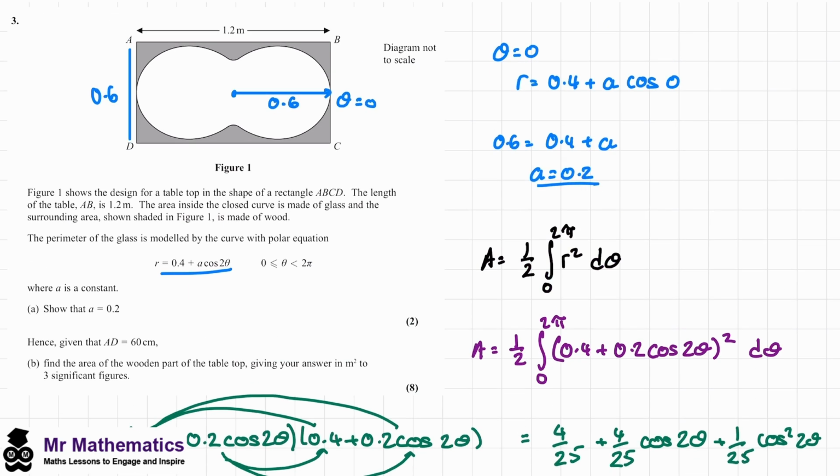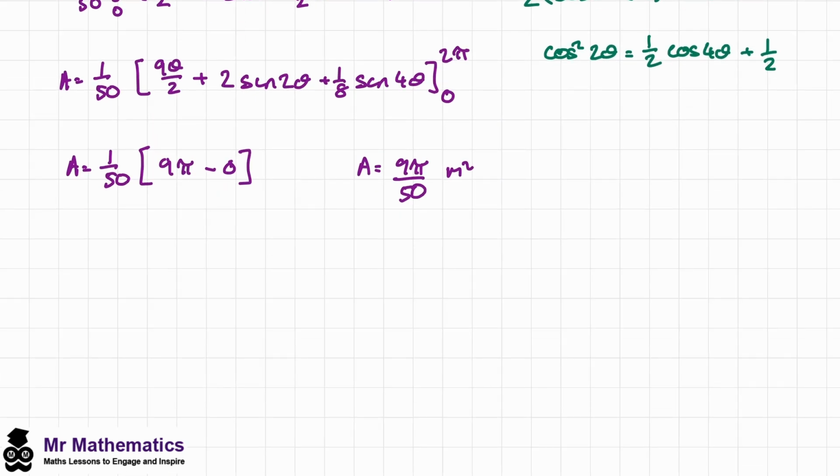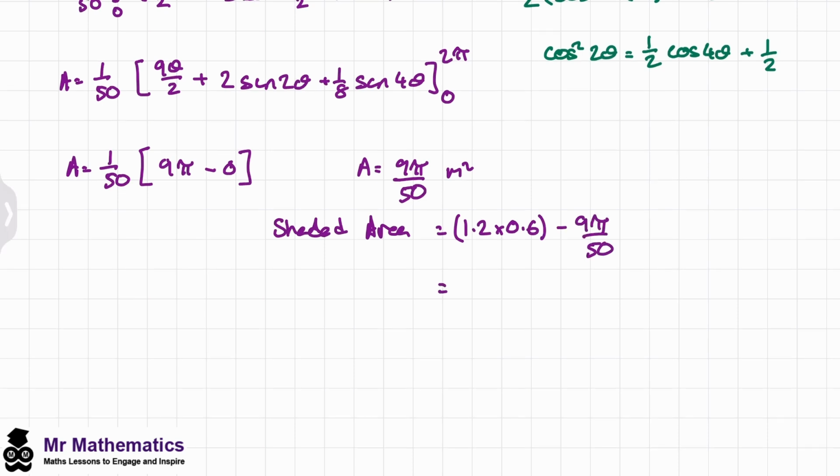But this is the area of this polar curve. What we've been asked to work out is a shaded area. So we'll find the area of the rectangle, and then we'll take this area away. So the shaded area will be 1.2 times 0.6 minus 9 pi over 50, which gives us 0.155 meters squared. Okay?